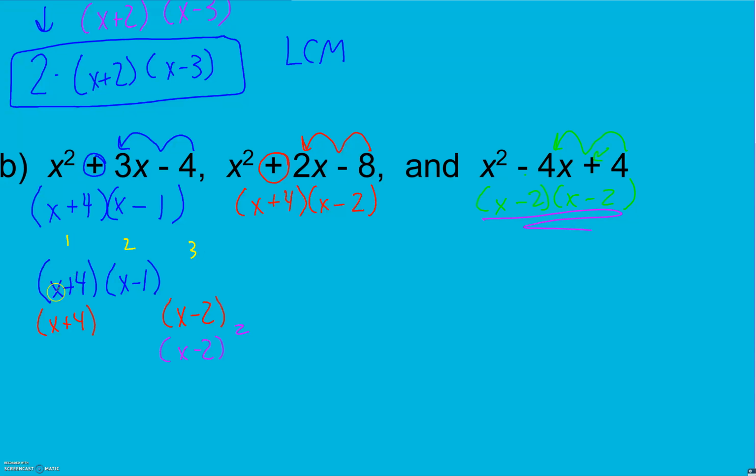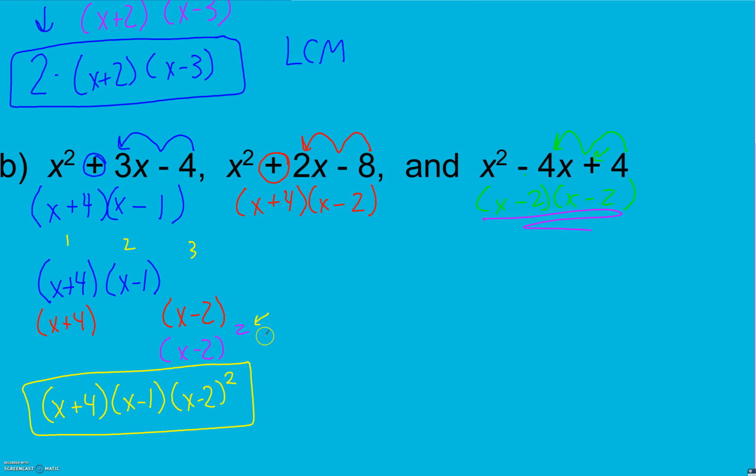In my first column, my x plus 4s, I just have 1. My biggest exponent on those is 1. I just have x minus 1 in my blue number there, and that's okay. I still just drop it down. My third column, my x minus 2, I have 2 of them, so I brought down 2. And this right here is my LCM.